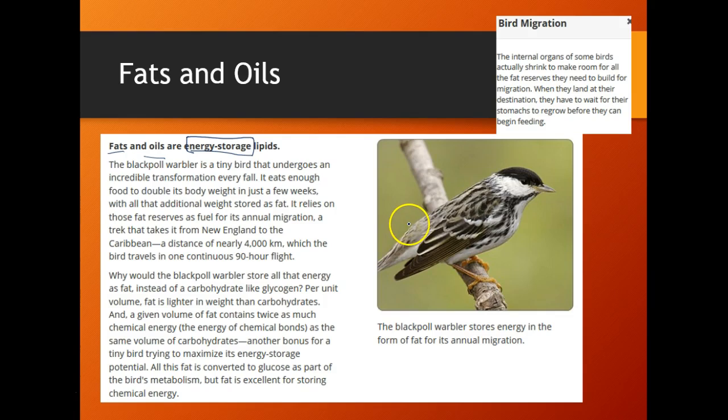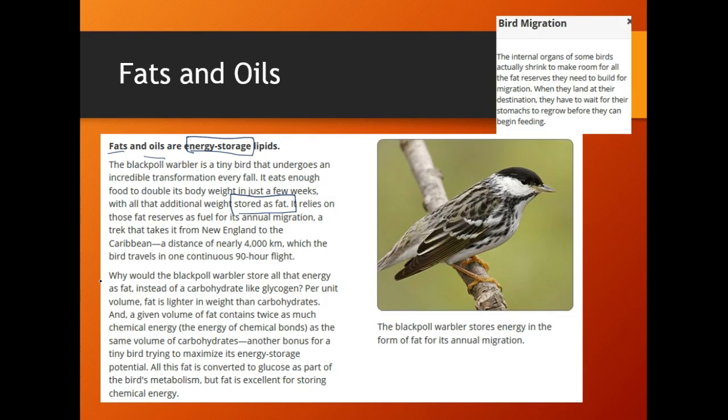undergoes an incredible transformation every fall before it migrates. So basically, it eats enough food to double its body weight in just a few weeks. All of that additional weight is stored as fat. So it's going to rely on those fat reserves as fuel so that when it flies, it'll be able to break down the fat for energy.